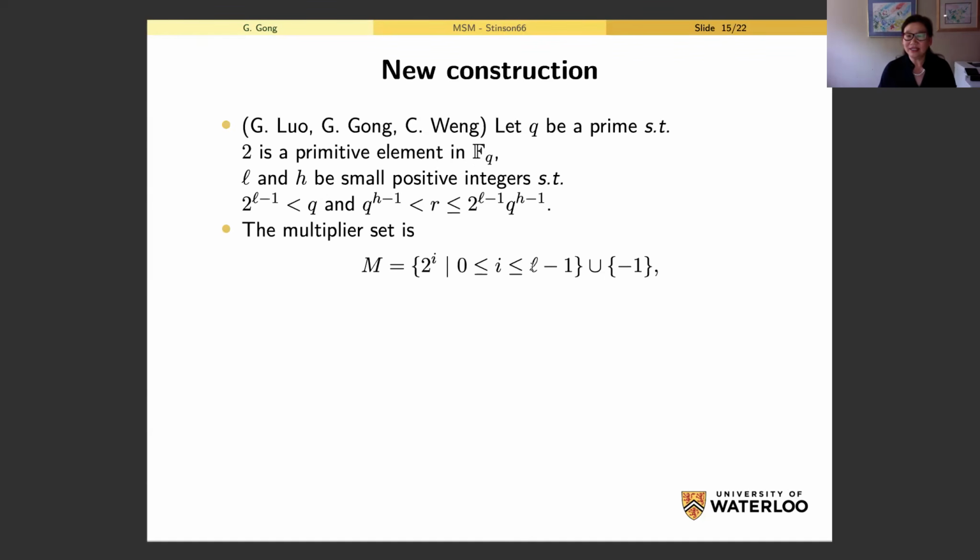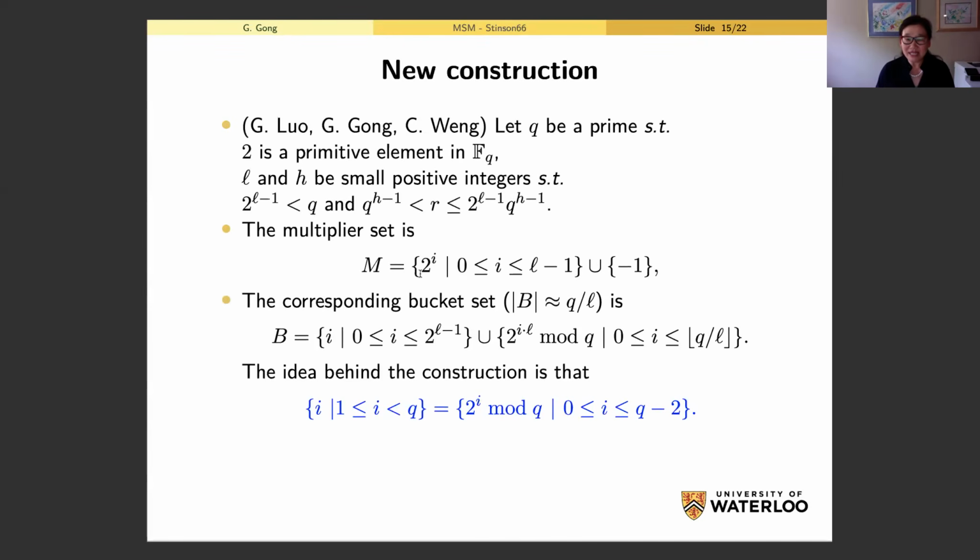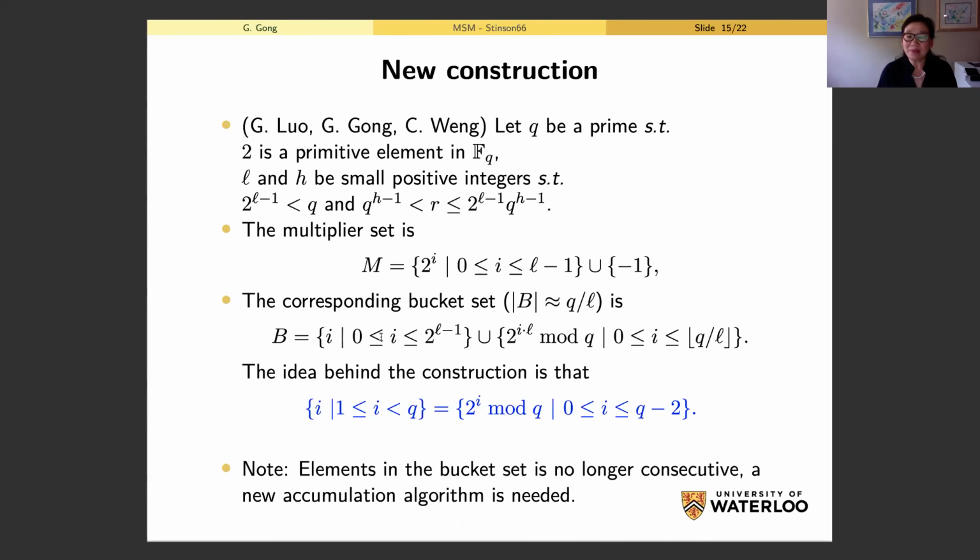Our multiplier side looks like this, and our bucket side will be the union of two subsets. Our idea for the construction comes from this observation: because 2 is a primitive element, we can represent elements as powers of 2. That's how we construct our multiplier set and bucket set. However, look at our bucket: the numbers in it are no longer consecutive. Compared with the known methods, which are always consecutive, the numbers in our bucket are not, so we need a new accumulation algorithm.